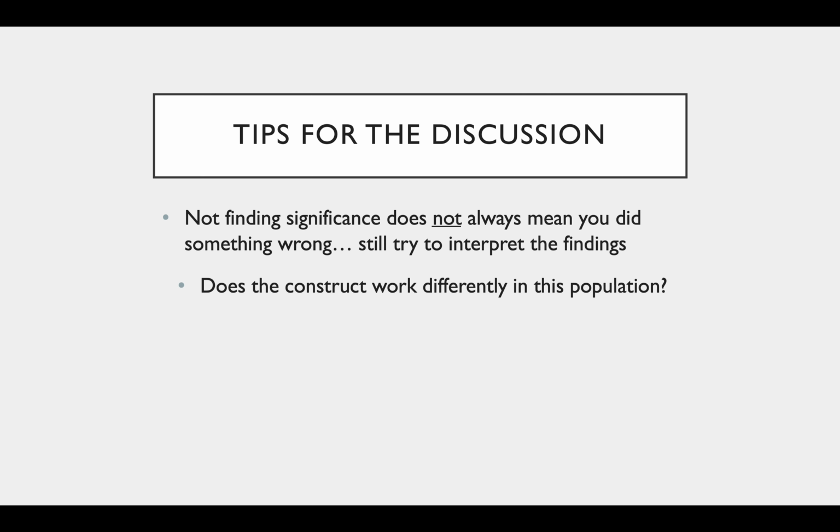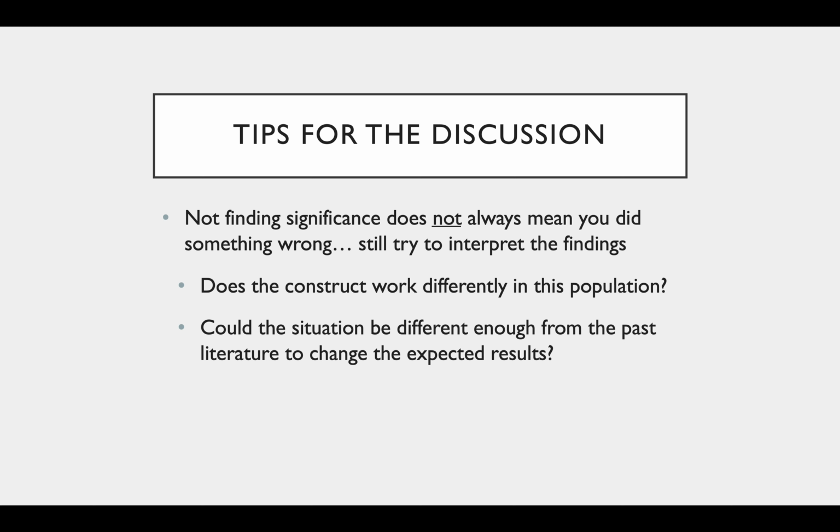Is the situation that you set up different enough from past studies that it might change the results? Maybe you were using a certain test and other people used different ones, or you were using certain stimuli and other people used videos instead of photos, whatever it might be. Think about why you might have gotten these null results that conflict with what past research has found.